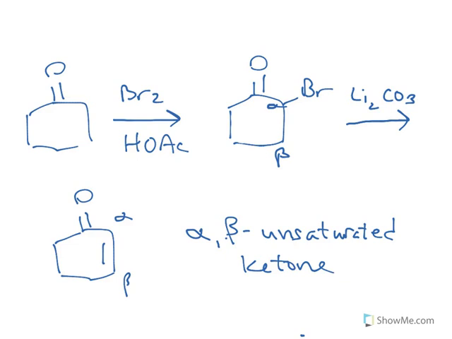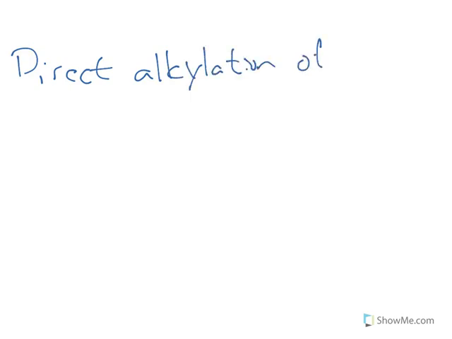So we've seen two handy applications of having these alpha bromo compounds. The next thing I want to look at is what we call the direct alkylation of enolates.